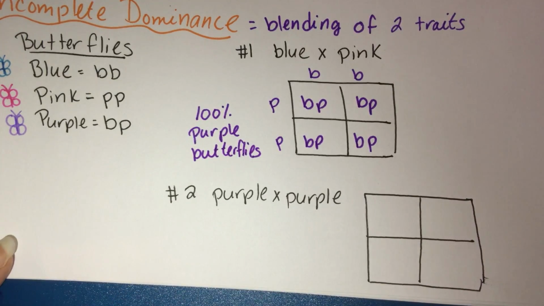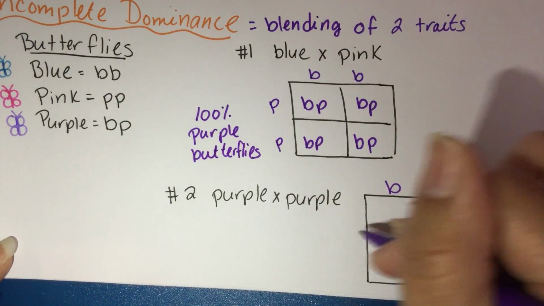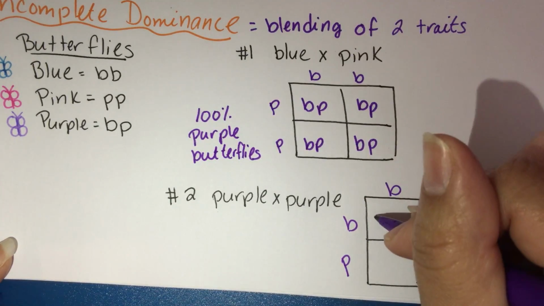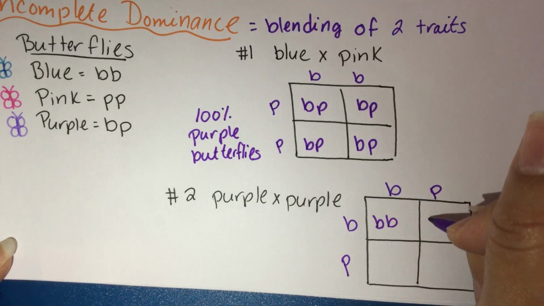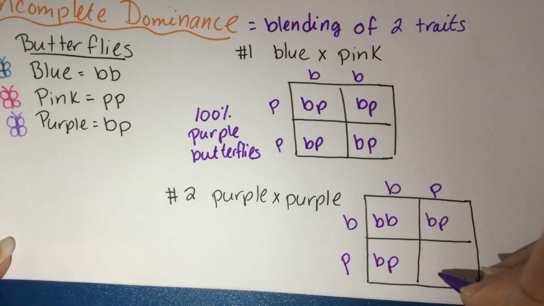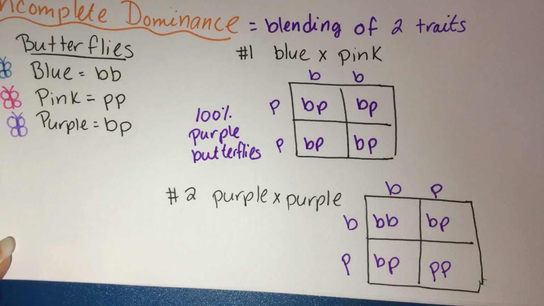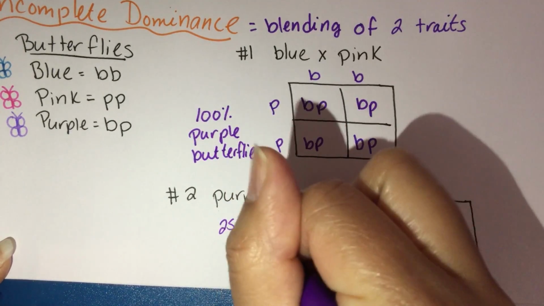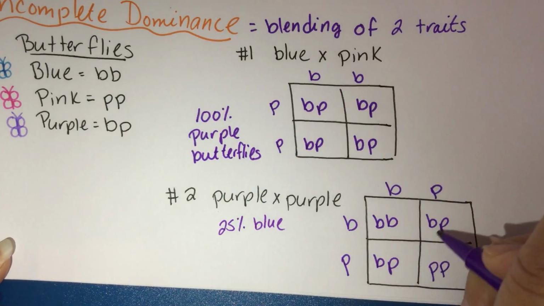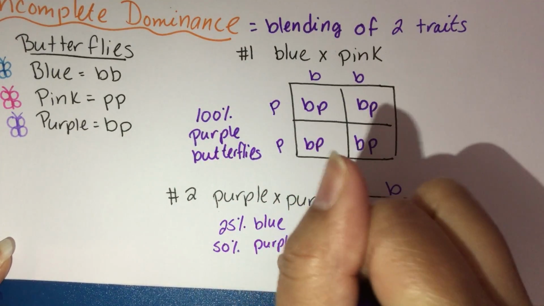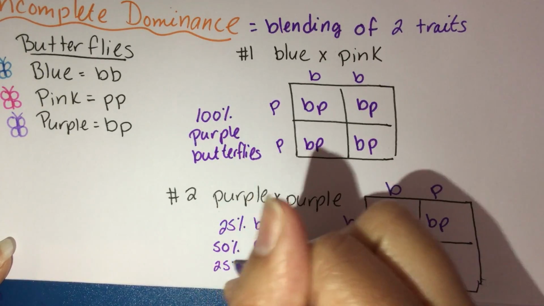So 100% purple. Now let's say that I want to cross 2 purple butterflies. We said purple was BP. So I'm going to fill in my first box, little b. Second box, little p. Third box, little p. And fourth box is little p. So for this case, 25% of my offspring will be blue. 50% will be purple. And then 25% will be pink.